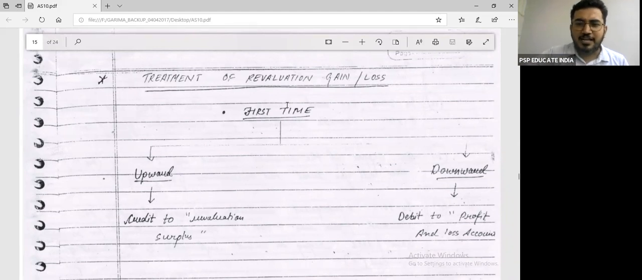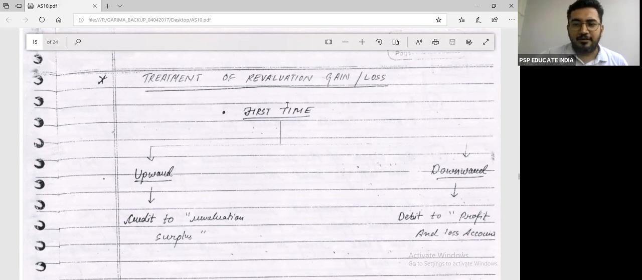If you do a revaluation for the first time and it comes out upward, you will credit the revaluation surplus account. Now, why will you credit the revaluation surplus account? Because you never anticipate your gains. Prudence concept. Because of the prudence concept, you will not credit P&L, you will credit the revaluation surplus account.